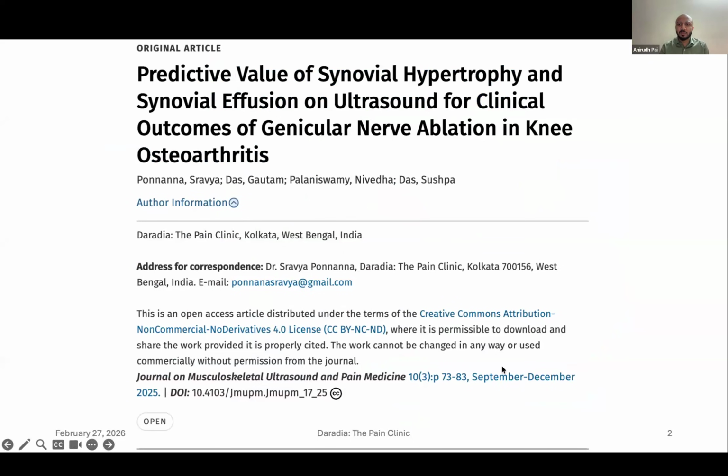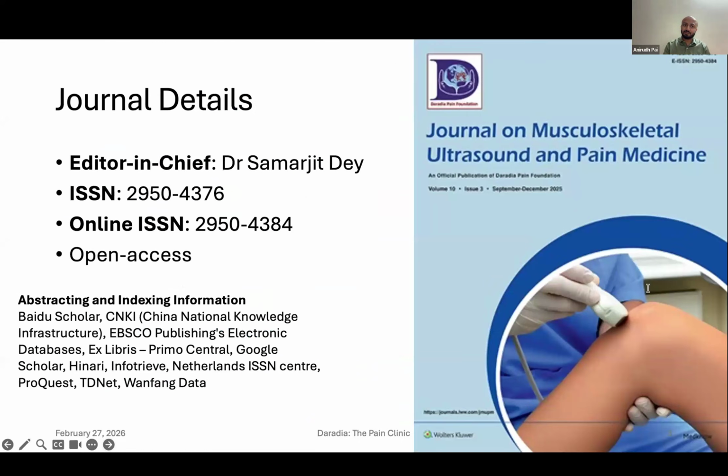Today, I'll be presenting a prospective observational study evaluating whether pre-procedural ultrasound assessment of synovial hypertrophy and effusion can predict treatment response following genicular nerve ablation in knee osteoarthritis. This work attempts to bridge the gap between structural inflammation and interventional pain outcomes.